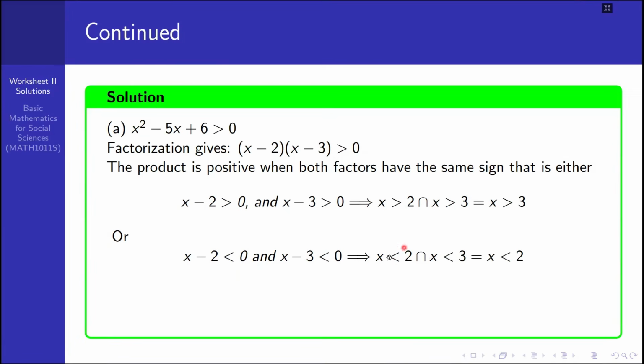This is an intersection. So that the intersection of these two intervals will be the smallest interval, that is x less than 2.